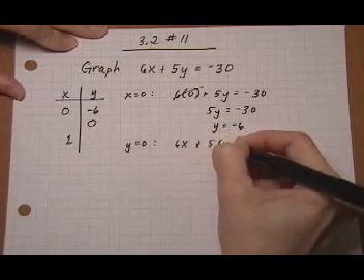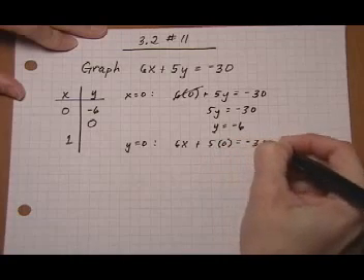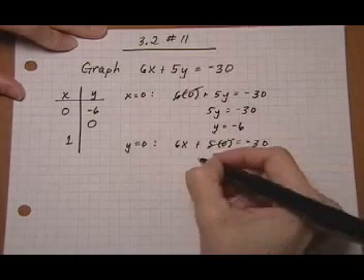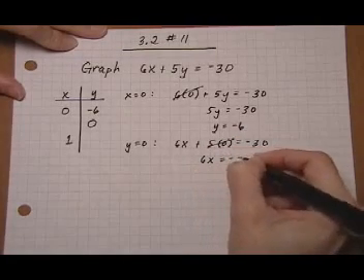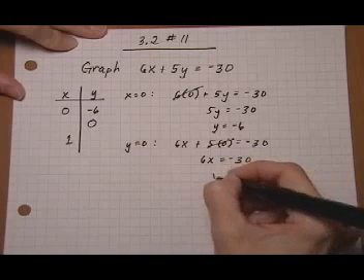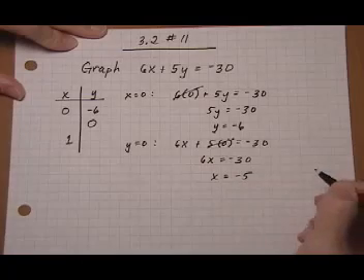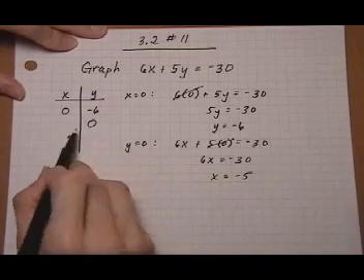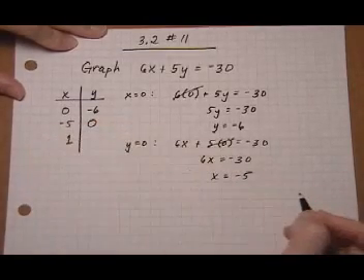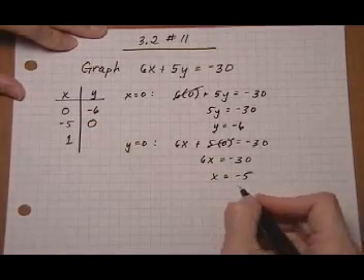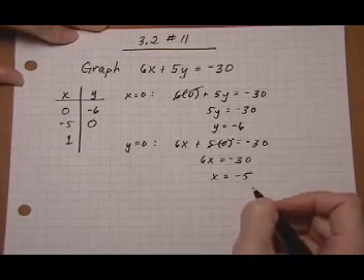Let's put in y equals 0. 6x plus 5 times 0 equals minus 30. That guy's gone. So we really have 6x equals negative 30. Divide both sides by 6. We get x equals minus 5. So when y is 0, x is minus 5. We have two ordered pairs, and to be safe, we always find a third when we're graphing an equation.